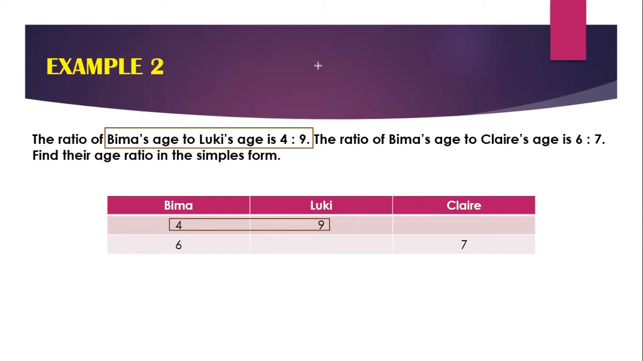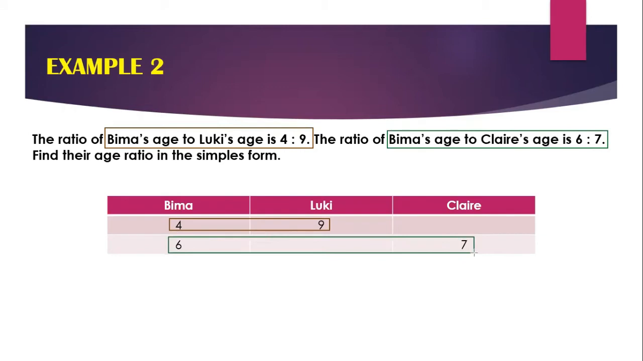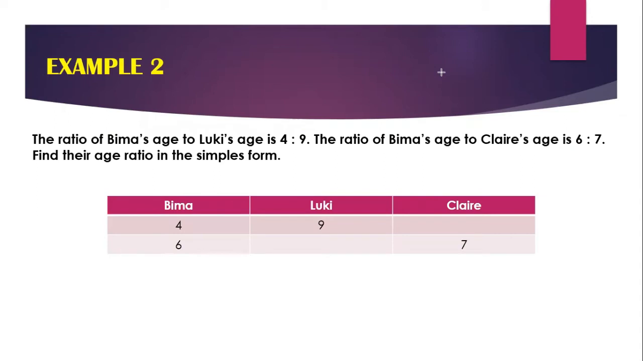And then Bima's age to Claire's age is 6 to 7. Copy this one, 6 to 7. Is it clear to you? Copy, right? So what about the ratio? I think it's very easy.